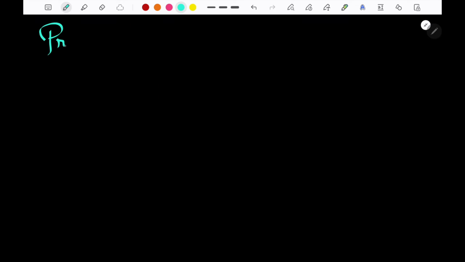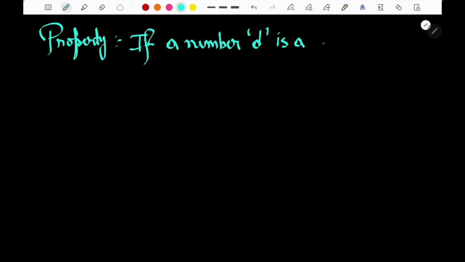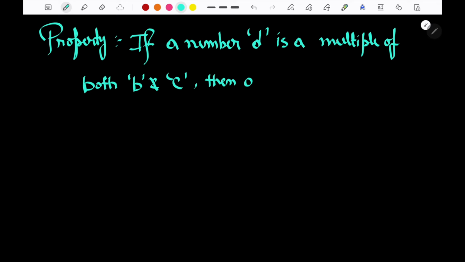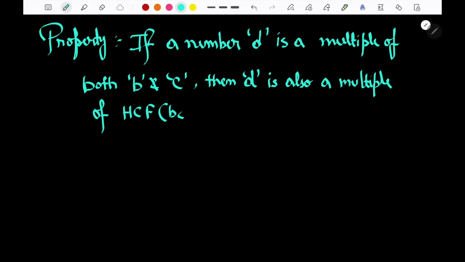Now the next property says, if a number d is a multiple of both b and c, then d is also a multiple of HCF of b and c. Again, this is very obvious but can be used in Olympiad proofs.